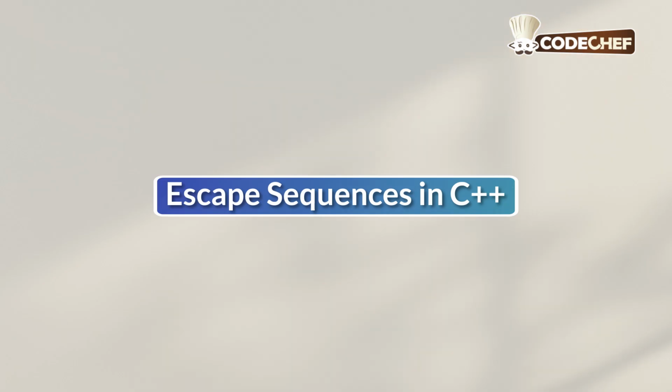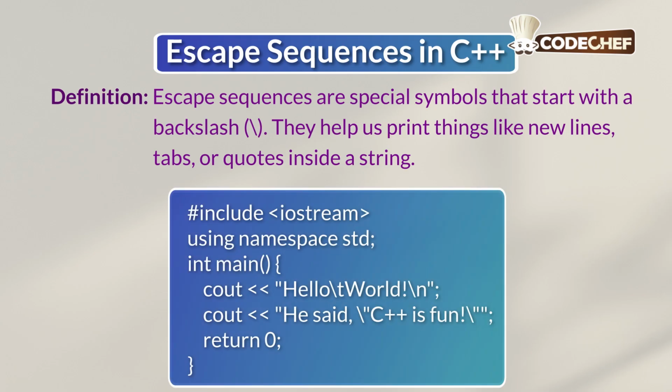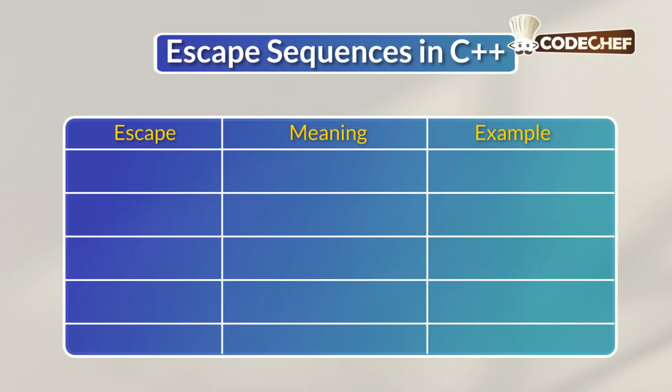Escape sequences in C++. Now what are these? Escape sequences are special character combinations that begin with a backslash. They are used to print characters that can't be typed or shown easily in normal text, like new lines, tabs or quotes. Here we have an example for your reference. Now let us discuss how we use escape sequences with the help of some examples.